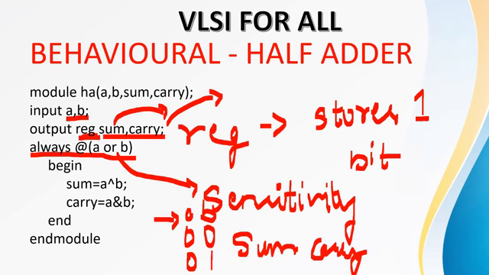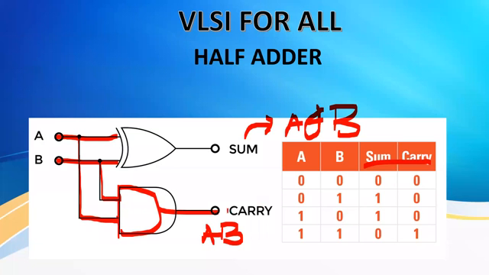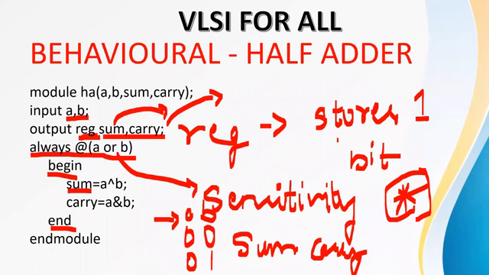Always at this represents the sensitivity. You can also write it as star. Whenever you don't know what the sensitivity is, you can represent it as a star. Within begin end, we'll give the sum. What is the formula for sum? As we have seen in the previous slide, sum is A XOR B. This cap is the symbol of the XOR operation. So A XOR B.